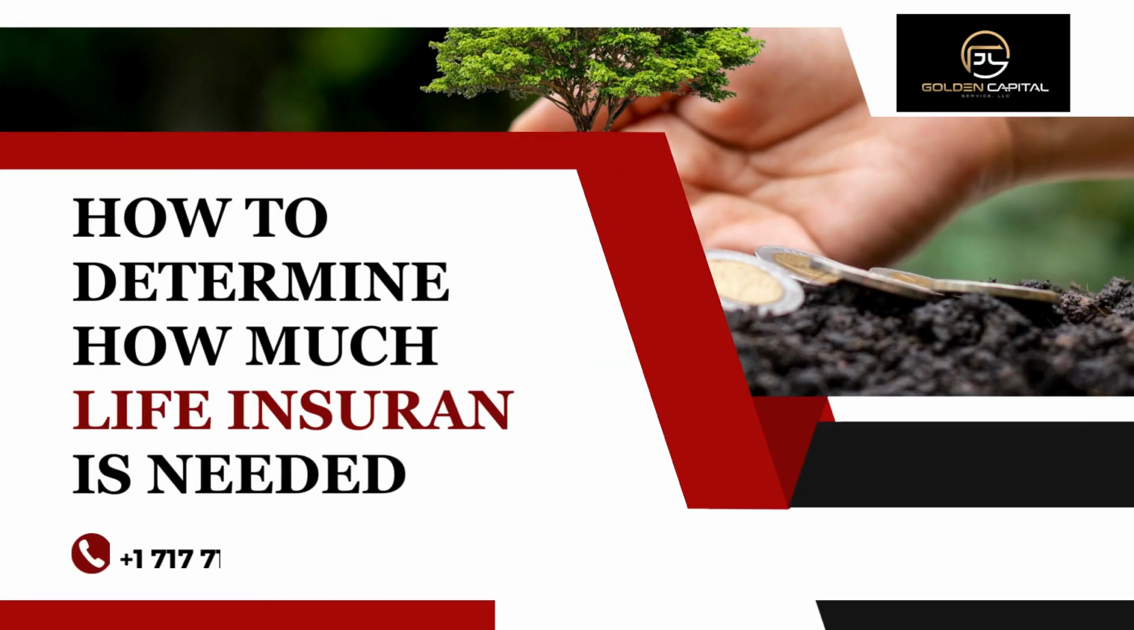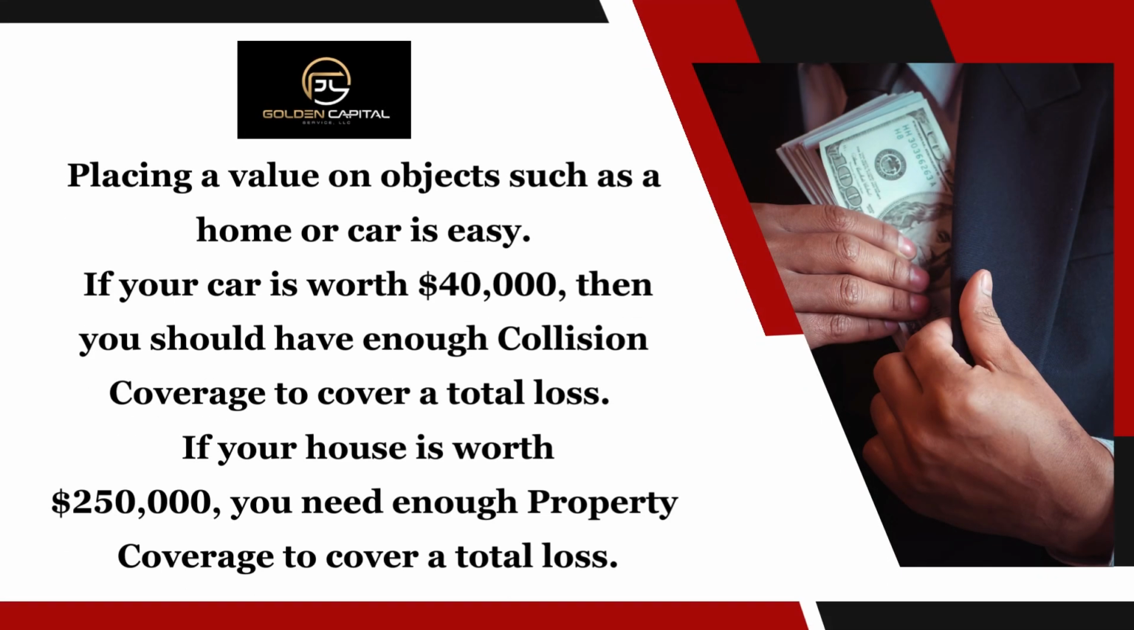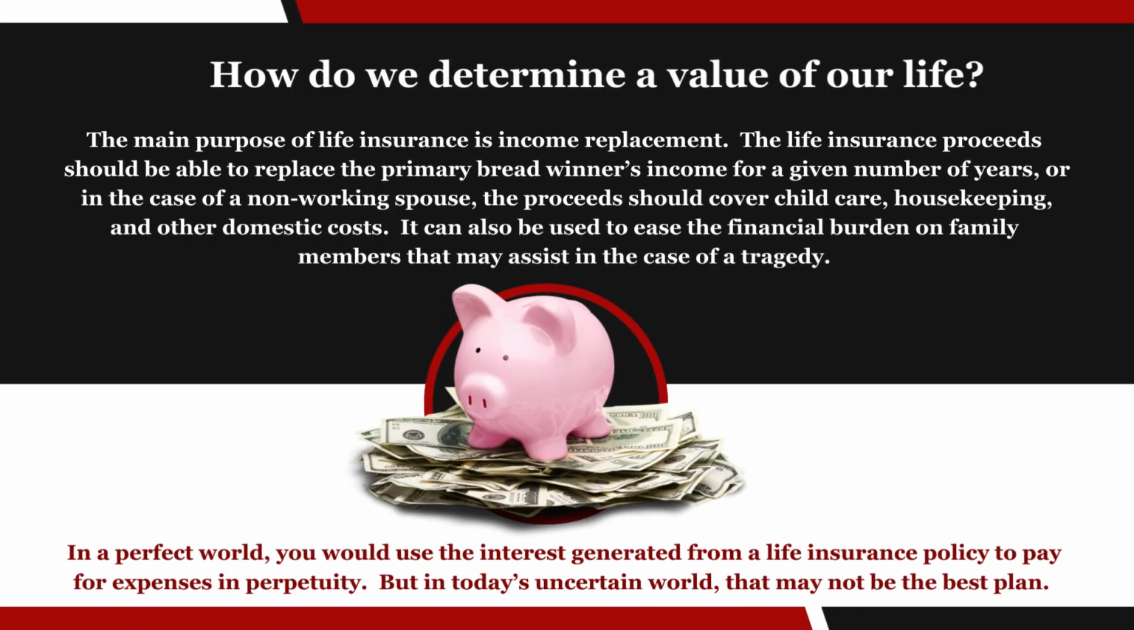How to determine how much life insurance is needed. Placing a value on objects such as a home or car is easy. If your car is worth $40,000, then you should have enough collision coverage to cover a total loss. If your house is worth $250,000, you need enough property coverage to cover a total loss. How do we determine a value of our life?